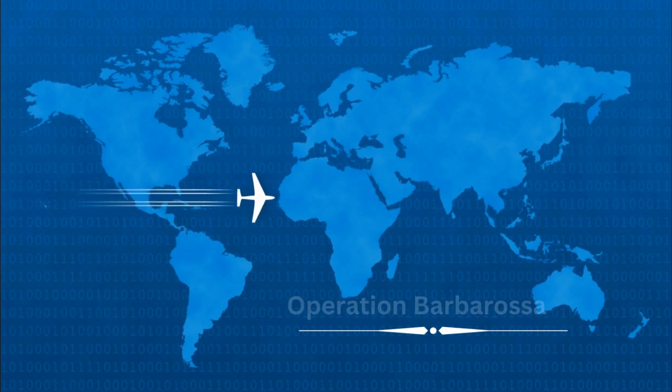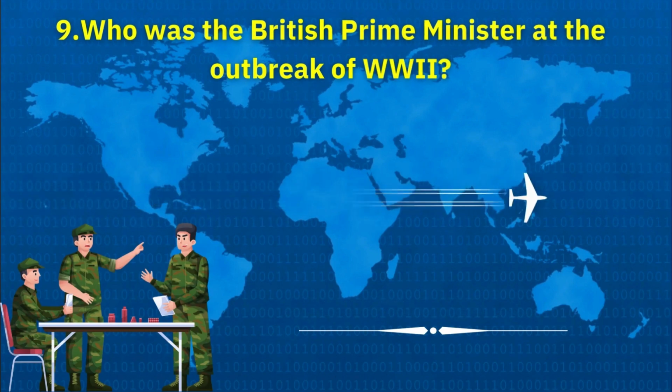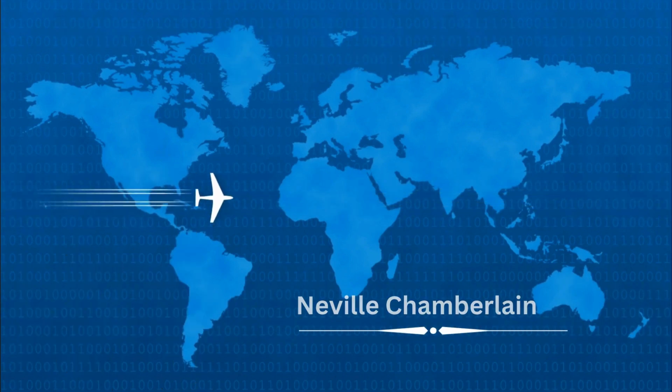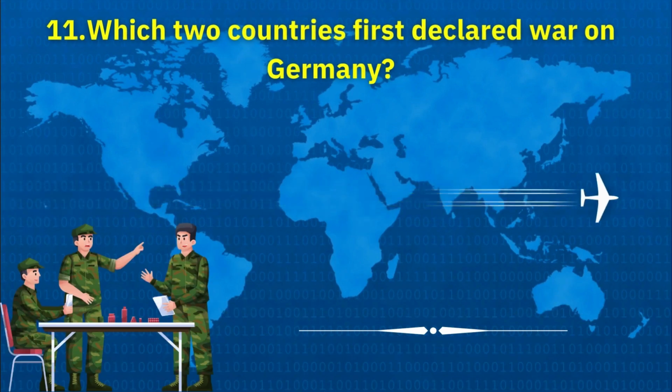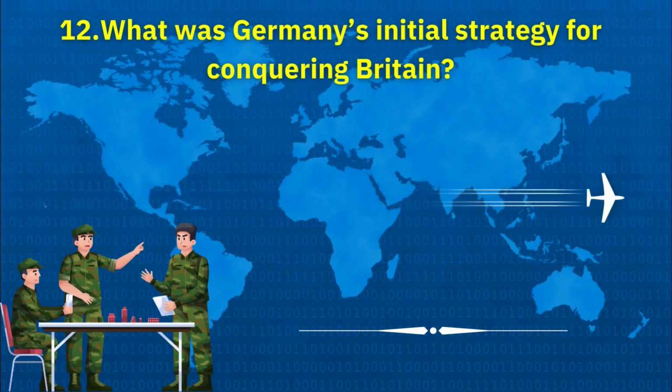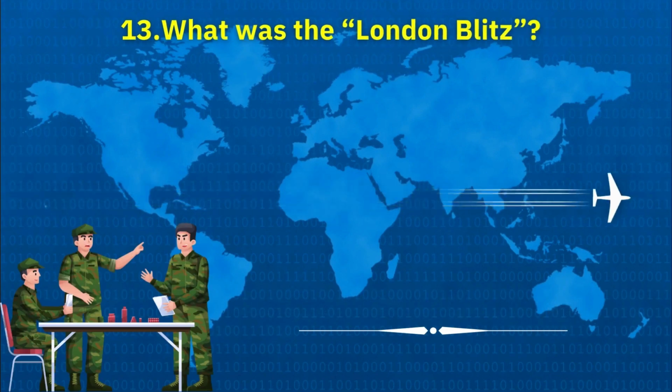Who was the British Prime Minister at the outbreak of WWII? What day did the Japanese Navy attack Pearl Harbor? Which two countries first declared war on Germany? What was Germany's initial strategy for conquering Britain? What was the London Blitz?